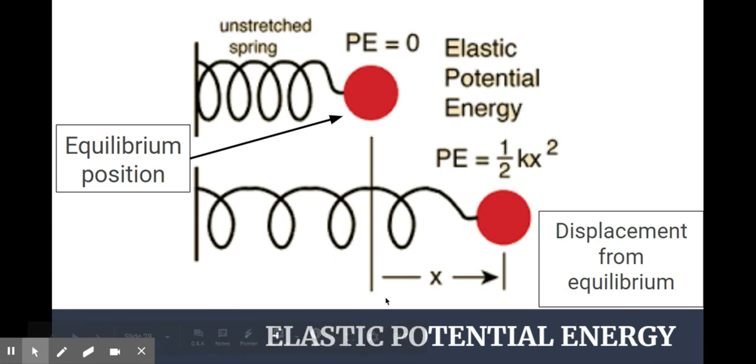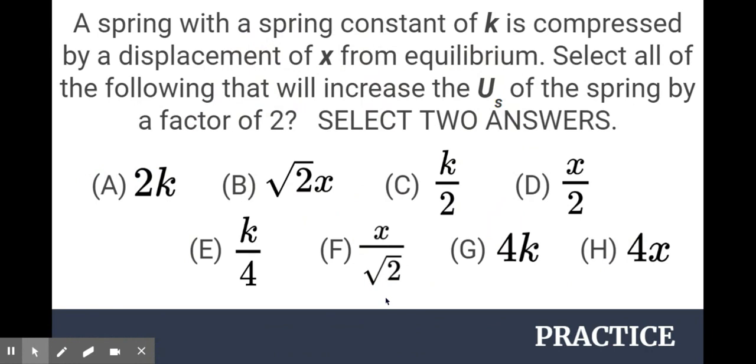Let's look at another practice problem, kind of similar to the kinetic energy one. A spring with a spring constant of K is compressed by a displacement of X away from equilibrium. I want you to select all of the following which will increase the elastic potential energy of the spring by a factor of 2.